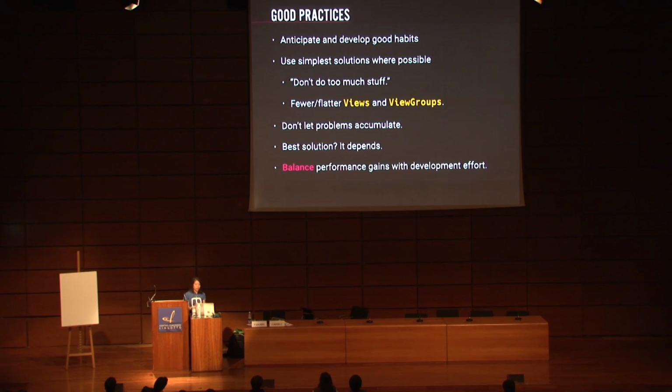And in general, if you're doing something complex, if you're doing something with a lot of interaction, try to use the simplest solutions where possible. Generally, what happens when you have bad performance in layouts is that you're doing too much and basically causing a lot of stuff to go on with the measure and layout. So don't do too much stuff. And try for fewer and flatter views and view groups. And don't let problems accumulate. And that's really hard to do.